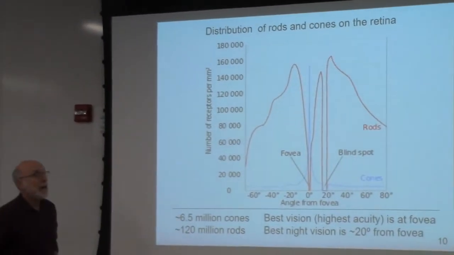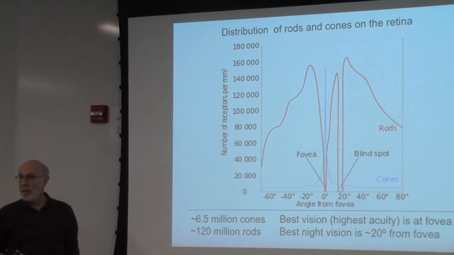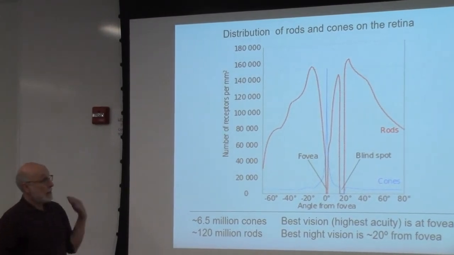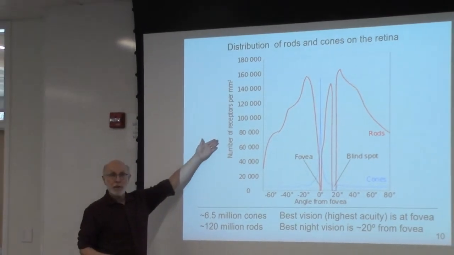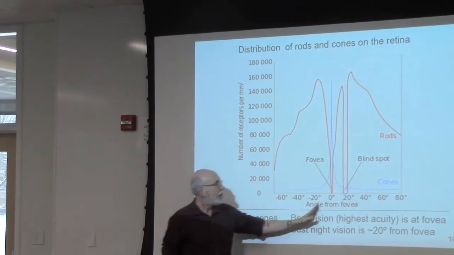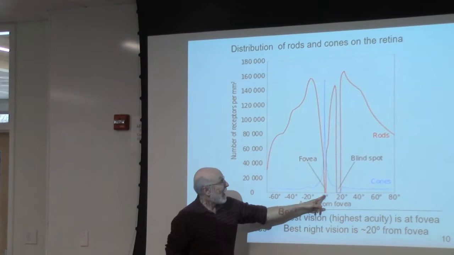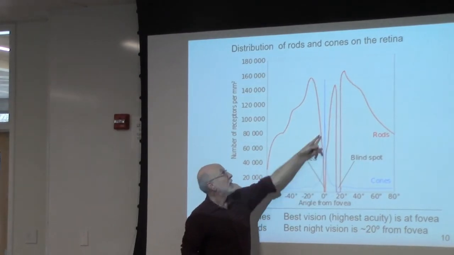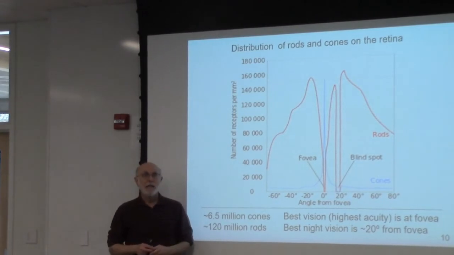Like I said, the fovea is where most of our cones are. So this is data to show you that that's true. This is plotting the number of photoreceptor cells per millimeter, the density of each photoreceptor type, as a function of the angle from the fovea, where our best vision is. And at the fovea, in blue, you can see the number of cones. Very, very highly localized to the fovea.